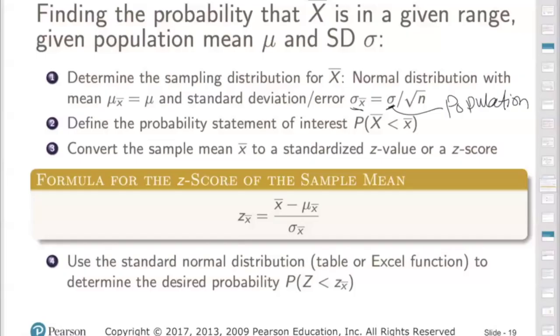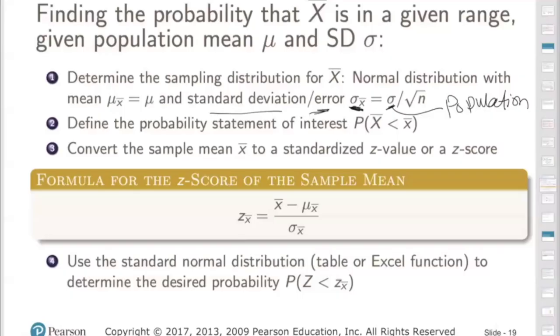This is the population standard deviation. But sigma x bar is what? The standard deviation, or the standard error. Sometimes we call it the standard error. Okay? The standard deviation for the sampling distribution of x bar. So these are two symbols to know: the difference between the standard deviation from the population and the standard deviation of the distribution of the sample mean.